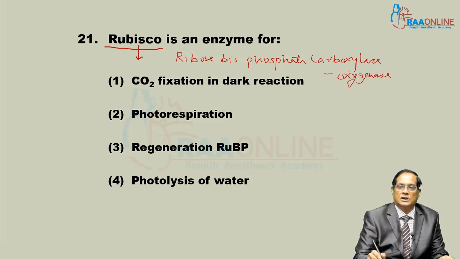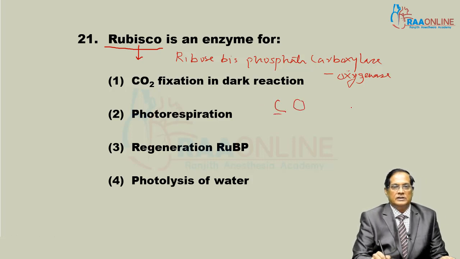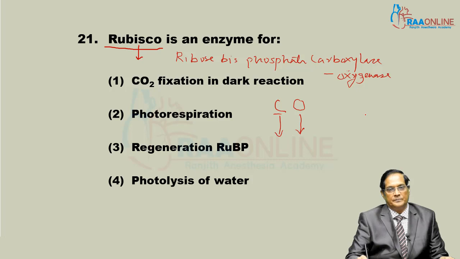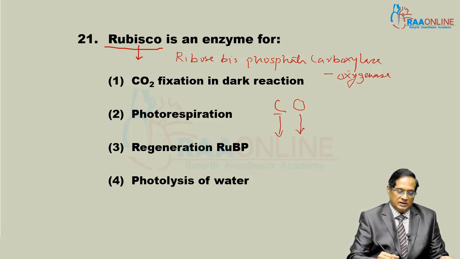Ribulose bisphosphate carboxylase and oxygenase. That is C for carboxylase, O for oxygenase. That is, it has a dual role. One involves carboxylation, and it may be involved in oxidation if an adequate supply of carbon dioxide is not there. In that case it performs the activity of oxygenase also.